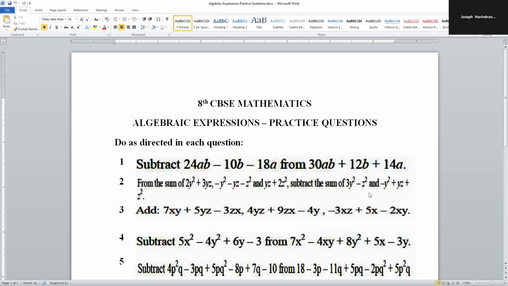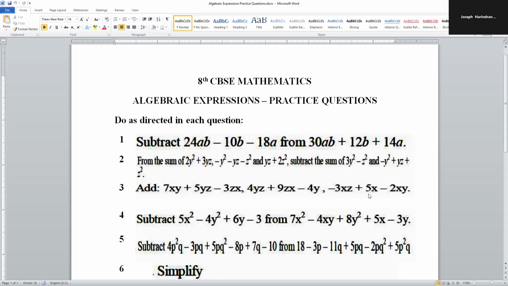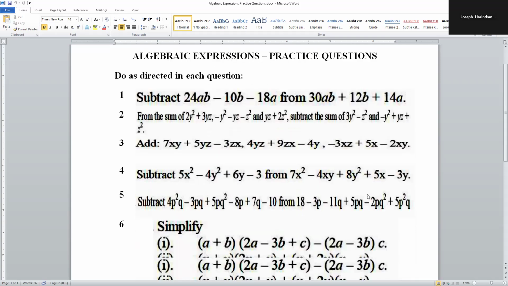The prerequisites: what you need to know before you start this worksheet. You need to know about algebraic expressions. You know what a monomial, binomial, trinomial, and polynomial are. You should also know how to add, subtract, and multiply two or more algebraic expressions. This is a worksheet. In this worksheet, there are 10 questions.